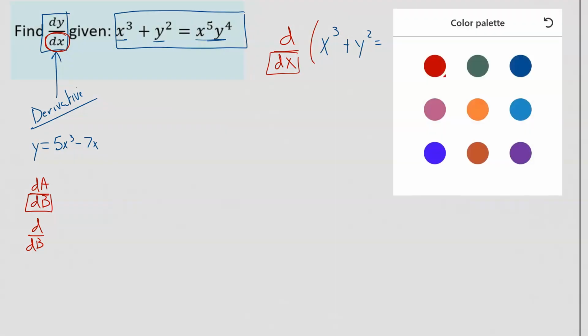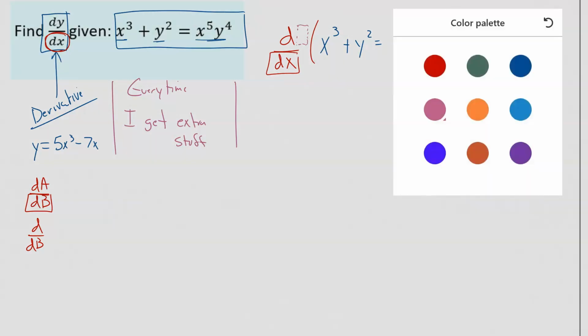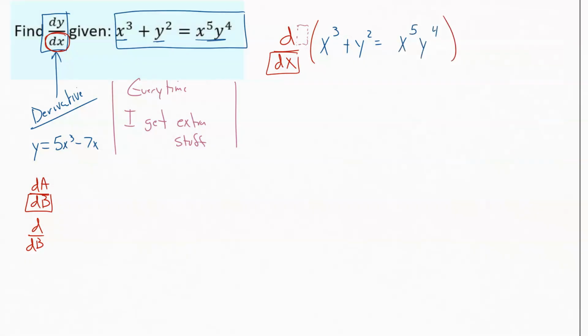When I do implicit differentiation, I have a little saying I use: every time I take a derivative, I get extra stuff. What that stuff looks like is, envision a little dotted box behind that D on top. You're going to fill that box in with the letter of whatever you took the derivative of.